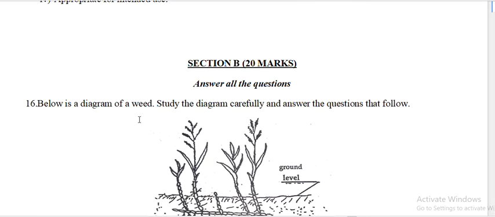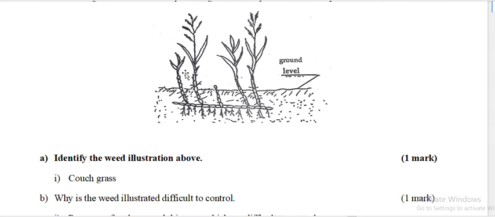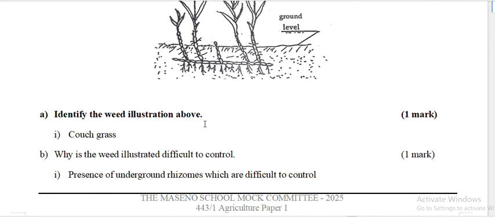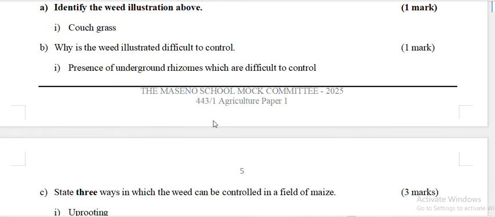Let's look at section B. On section B, below is a diagram of a weed. Study the diagram carefully and answer the questions that follow. As you can see, the weed, which is a couch grass. Identify the weed illustrated above. And that is a couch grass. Why is the weed illustrated difficult to control? And the reason is that it has underground rhizomes which are difficult to control.